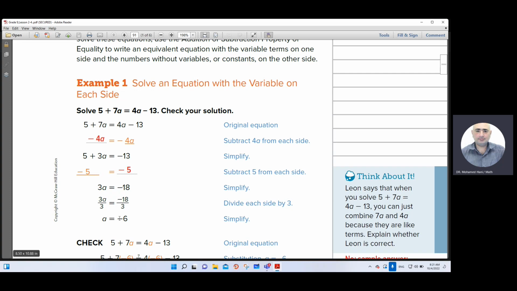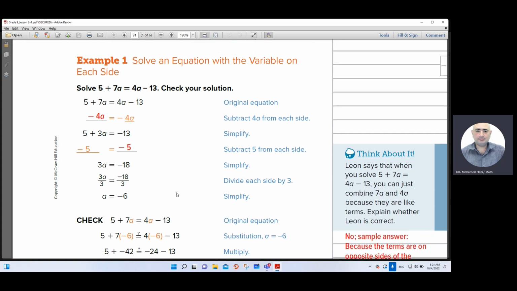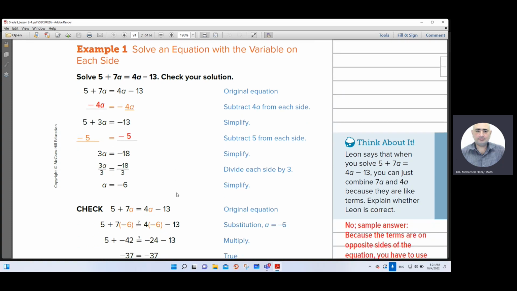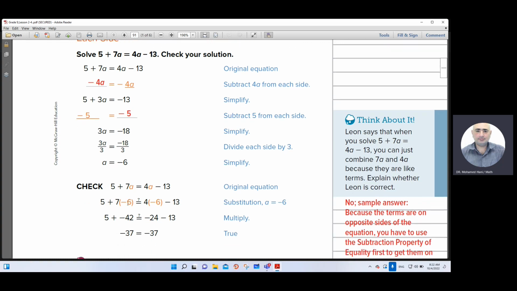So the solution will be negative 6. Now we want to check. How do we check if our solution is true or not? Take the solution and substitute the value of the solution in the same equation. So we have the equation 5 plus 7a equals 4a minus 13, with the value of a negative 6 here and negative 6 here, and put a question mark because we are not sure about this equality.